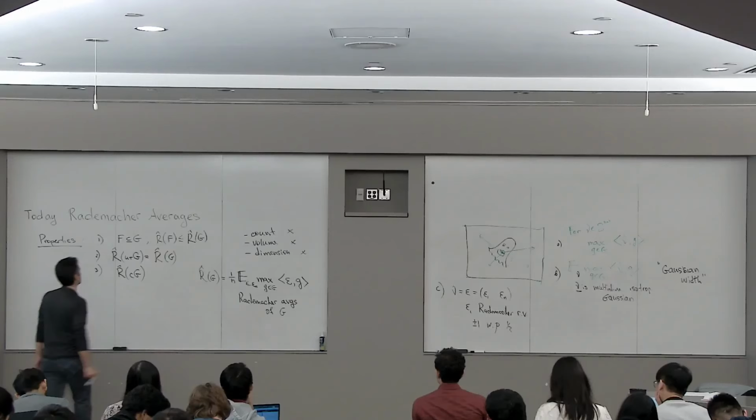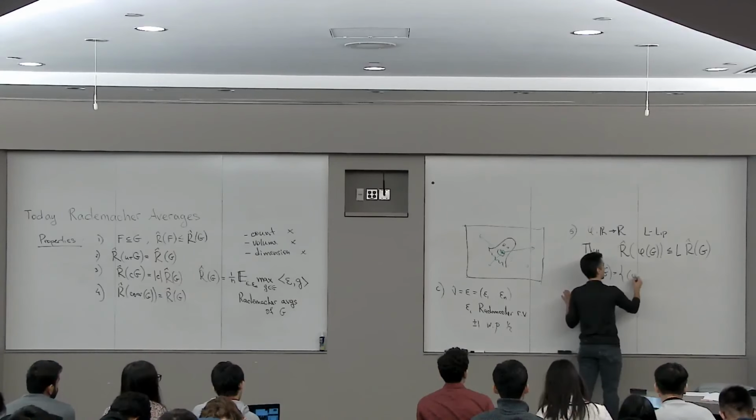So what I want to say is, let phi from R to R be L Lipschitz. So everyone knows what L Lipschitz is, right? So phi of A minus phi of B is less than or equal to L times A minus B, right? Then r hat of phi of g is upper bounded by L times r hat of g.